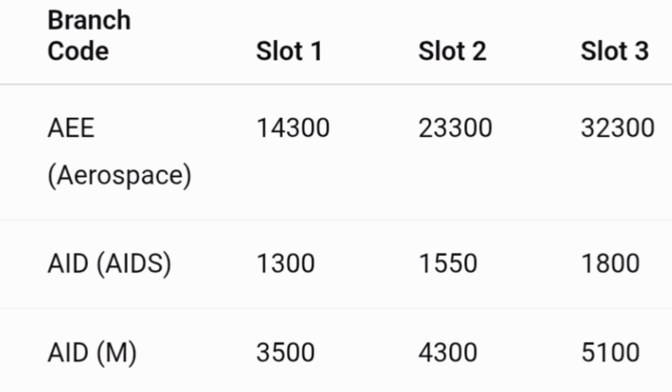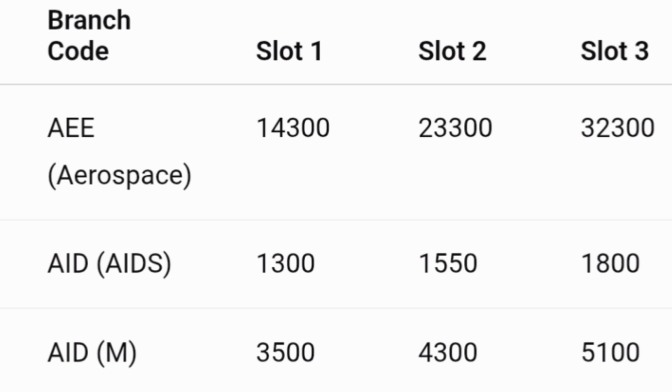Now the next one is the AIDS branch, which is in good demand because artificial intelligence and data science is a branch of basically computer science specialization. In slab 1 you should be able to get in under 1300 ranks, it can be under 1200 ranks easily, and in slab 2 you can even get up to 1550 ranks, 1600, 1700 ranks also possible. But maximum in slab 3 it can go up to 2000. 1800 I have mentioned, but it can also go to 2000 as the number of seats are increasing.